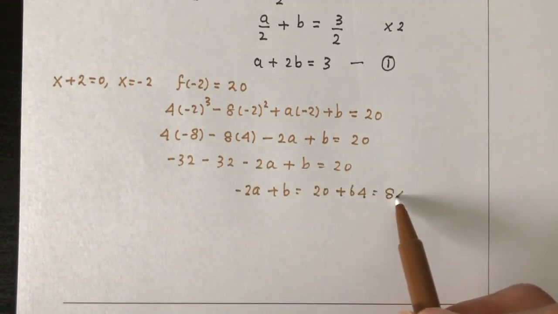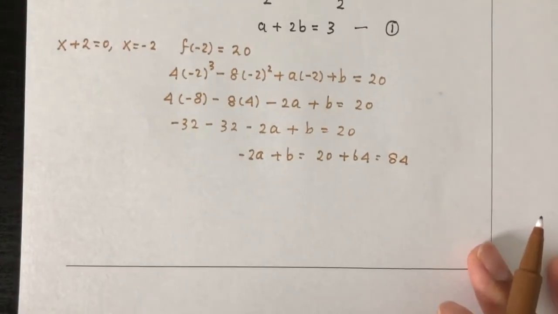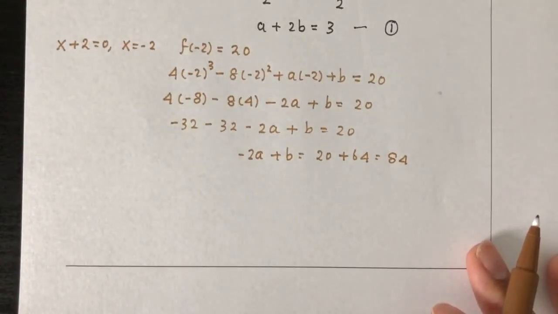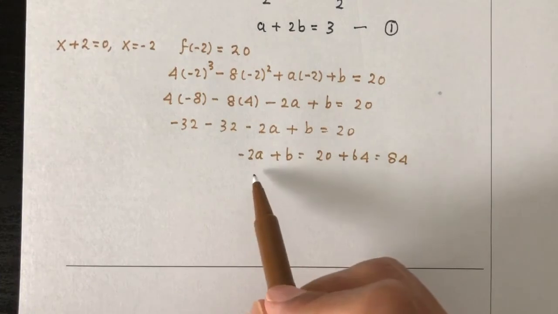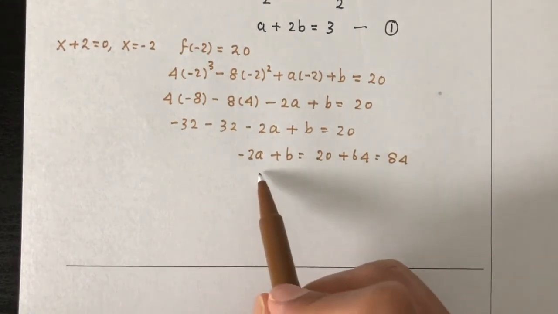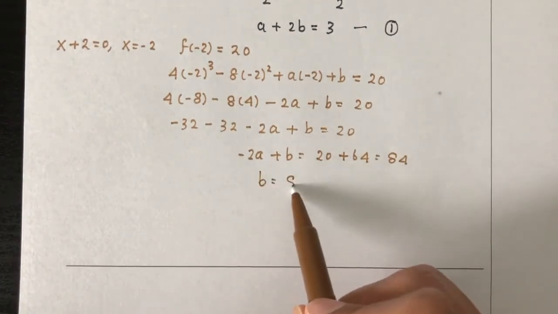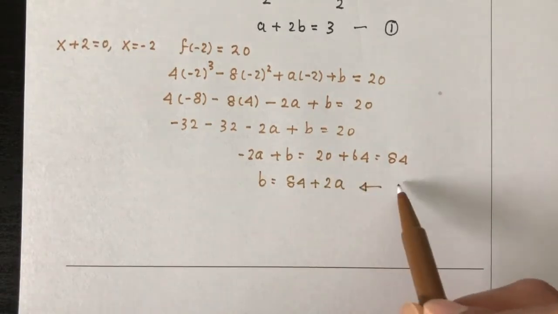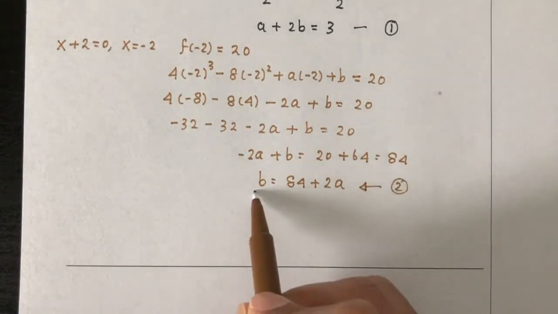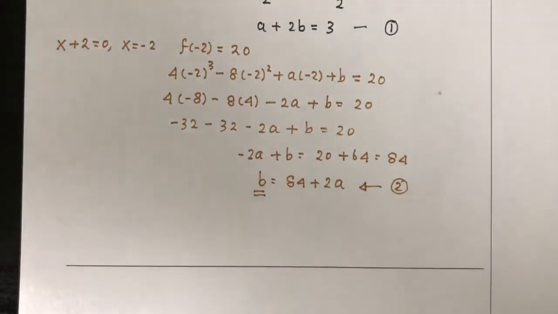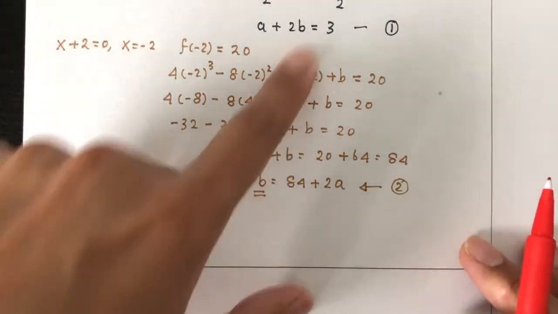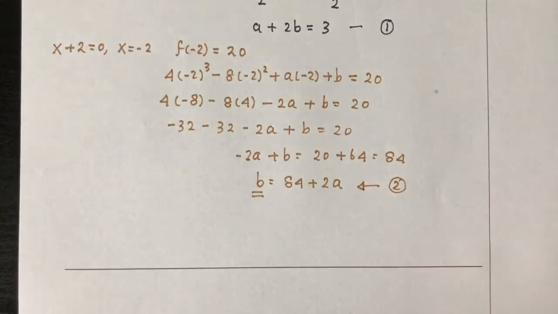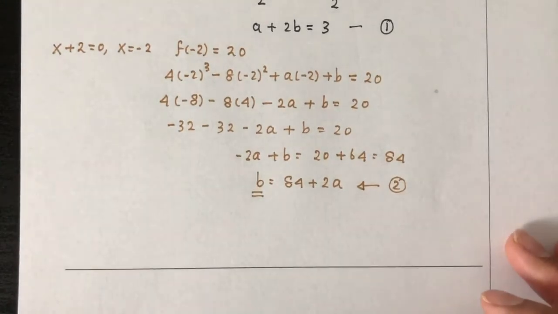Now we can try to make b the subject of the formula. So b will be 84 plus 2a. That is my equation number 2. So here we have b as the subject of the formula. We replace b in the first equation to find the values of a and b by solving this simultaneous equation.